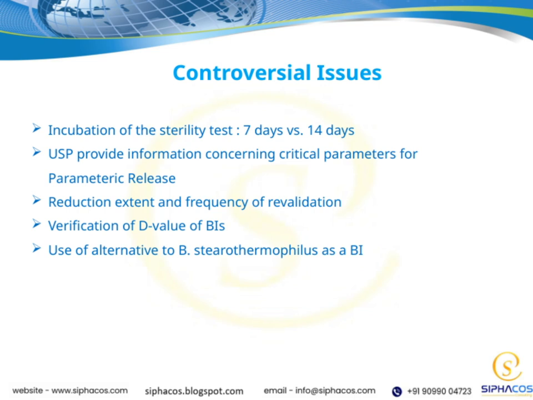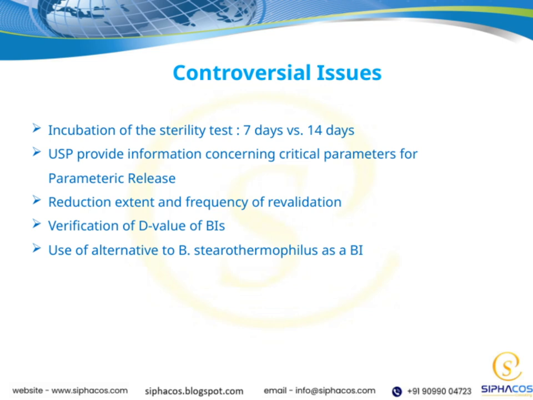Next, I want to highlight what the USP offers in terms of guidance. They provide detailed information on the critical parameters required for parametric release, which is a method that can sometimes help streamline the process by relying on validated in-process controls instead of full sterility testing. We also need to consider how often and to what extent revalidation is necessary. This is important because changes in manufacturing processes or testing methods may require us to revalidate our sterilization procedures to ensure ongoing compliance and effectiveness.